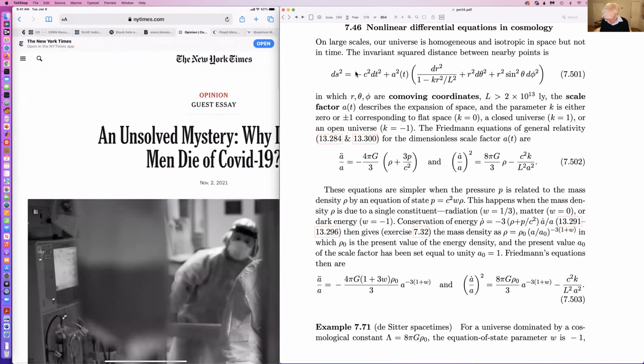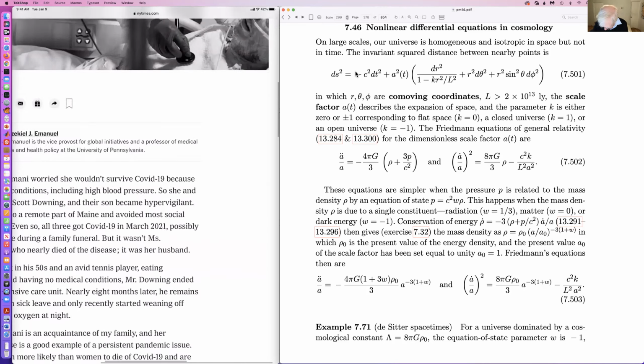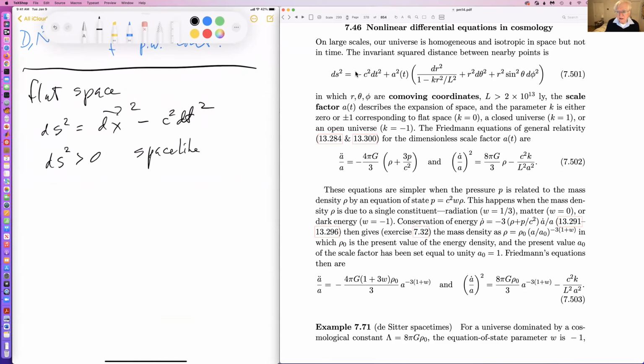The functions of quantum field theory become a lot simpler for space-like separations. Anyway, the two-point function, for example. Anyhow, here r, theta, and phi are what are called co-moving coordinates. So this is the ds squared that's appropriate for very large scales.